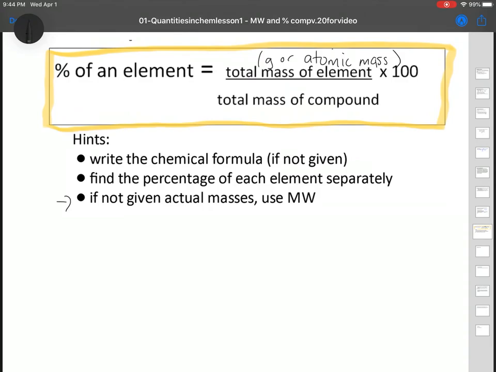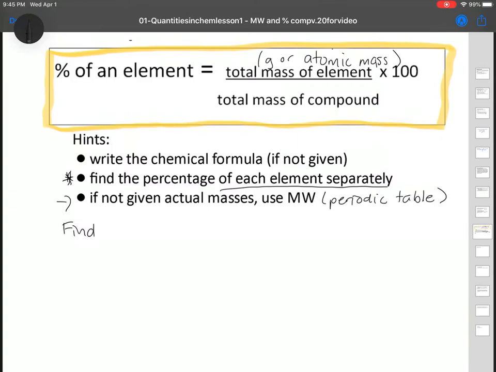If not given actual masses, just use the periodic table and the atomic mass. You will have to write the chemical formula if it's not given to you. And if the question simply says, find the percent composition of whatever, then you need to find the percentage of each element separately. The questions generally are not going to say, find the percent magnesium, find the percent chlorine in magnesium chloride. So you do need to know that.